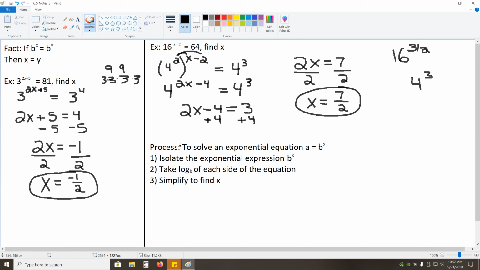Okay, from here, we'll now introduce the next type of exponential equation we can solve. To solve an exponential equation that looks something of the form a equals b to the x, your first step is to isolate the exponential expression b to the x. From here, you take log base b of each side of the equation. Remember, we do this because log base b of b to the x is just x. It'll cancel out that base b. And then finally, we just simplify to find x.